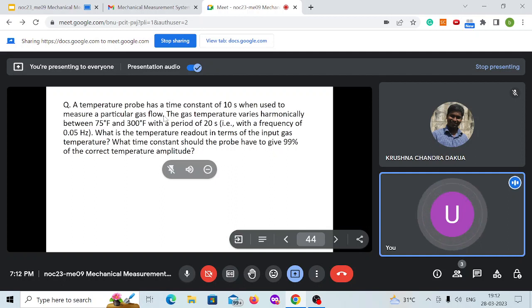So this is also a first order system with a sinusoidal or periodic input.